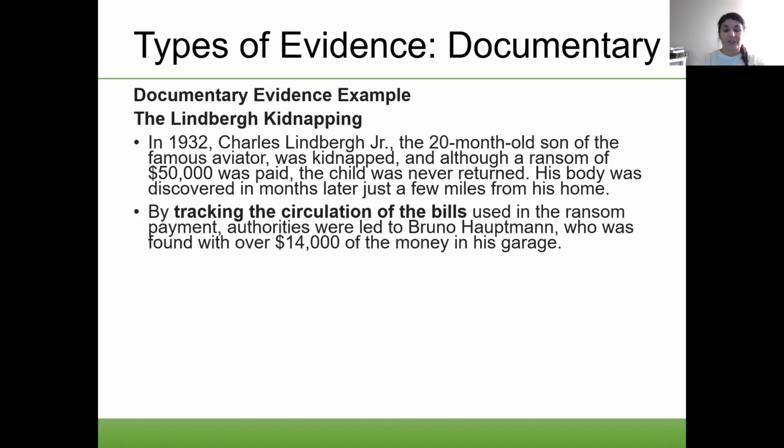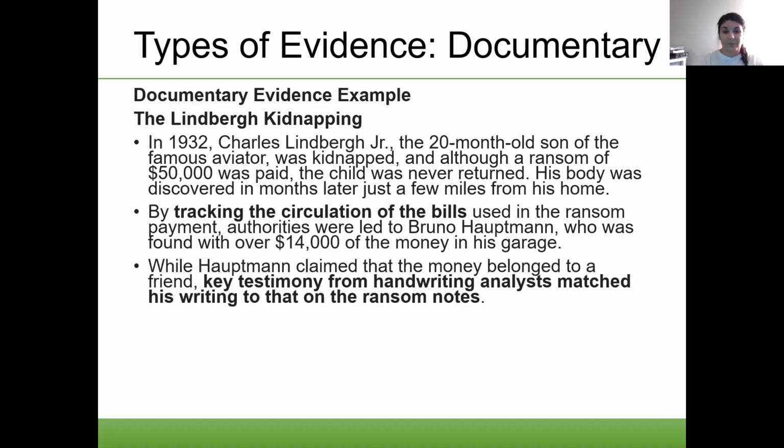They tracked the circulation of the bills. So the bills themselves have the serial numbers on them that were used in the ransom payment. And then authorities were led to Bruno Hauptmann, who was found with over $14,000 of the money in his garage. While Hauptmann claimed that the money belonged to his friend, key testimony from handwriting analysis matched his writing to that on the ransom notes.